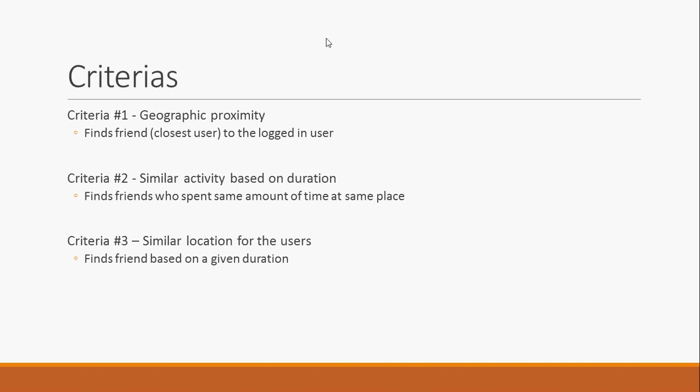Criteria 2 is to find similar activity based on duration. This criteria finds friends who spent the same amount of time at the same place. For this, we first sort the places by duration in decreasing order for each user. Then we select the place where they spend the maximum amount of time and find if two users spend their maximum amount of time at the same location. And this is done by finding the intersection of the polygons. Let's look at the demo.